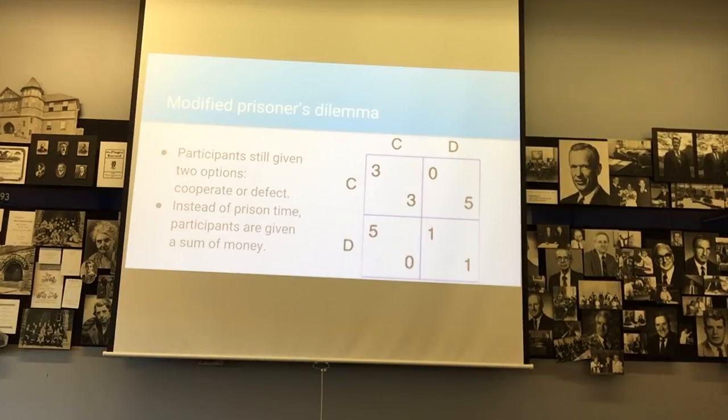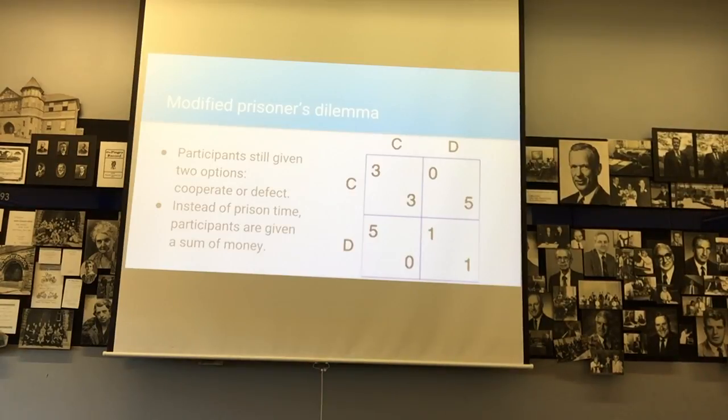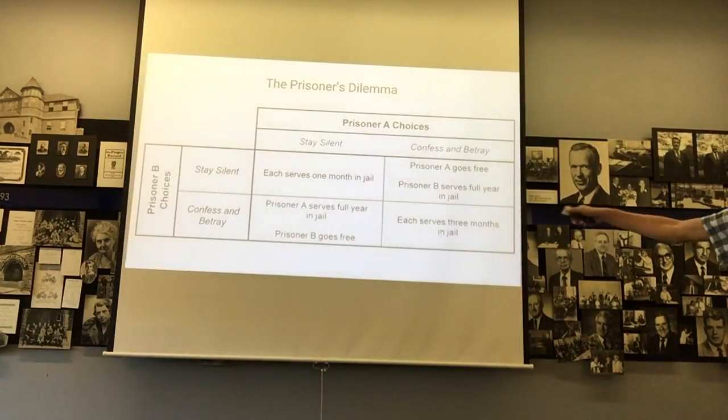So in this case, if you and your friend both cooperate, you both are given $3 or 3 points. If one of you defects and the other person cooperates, whoever the defector was gets $5, and the person who cooperated gets nothing. And if you both defect, you both get $1. So it's the same kind of model as this, it's just flipped around.